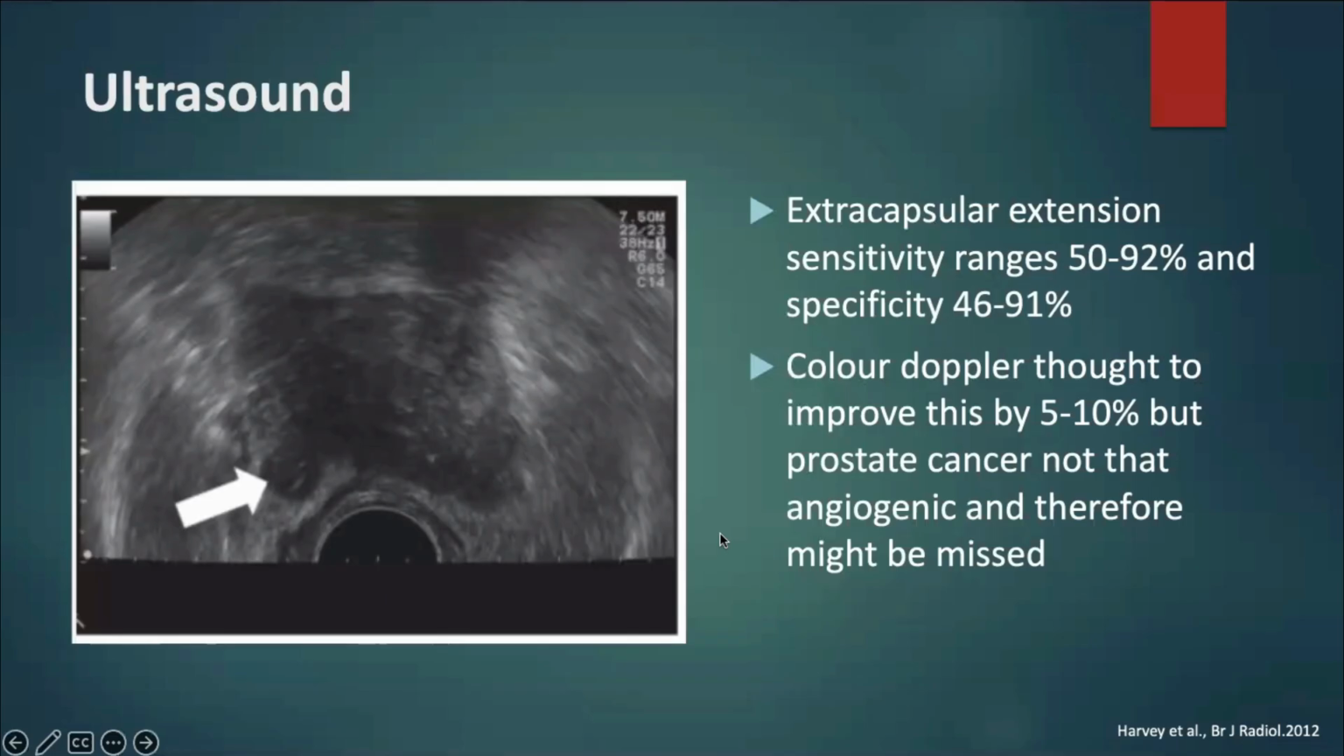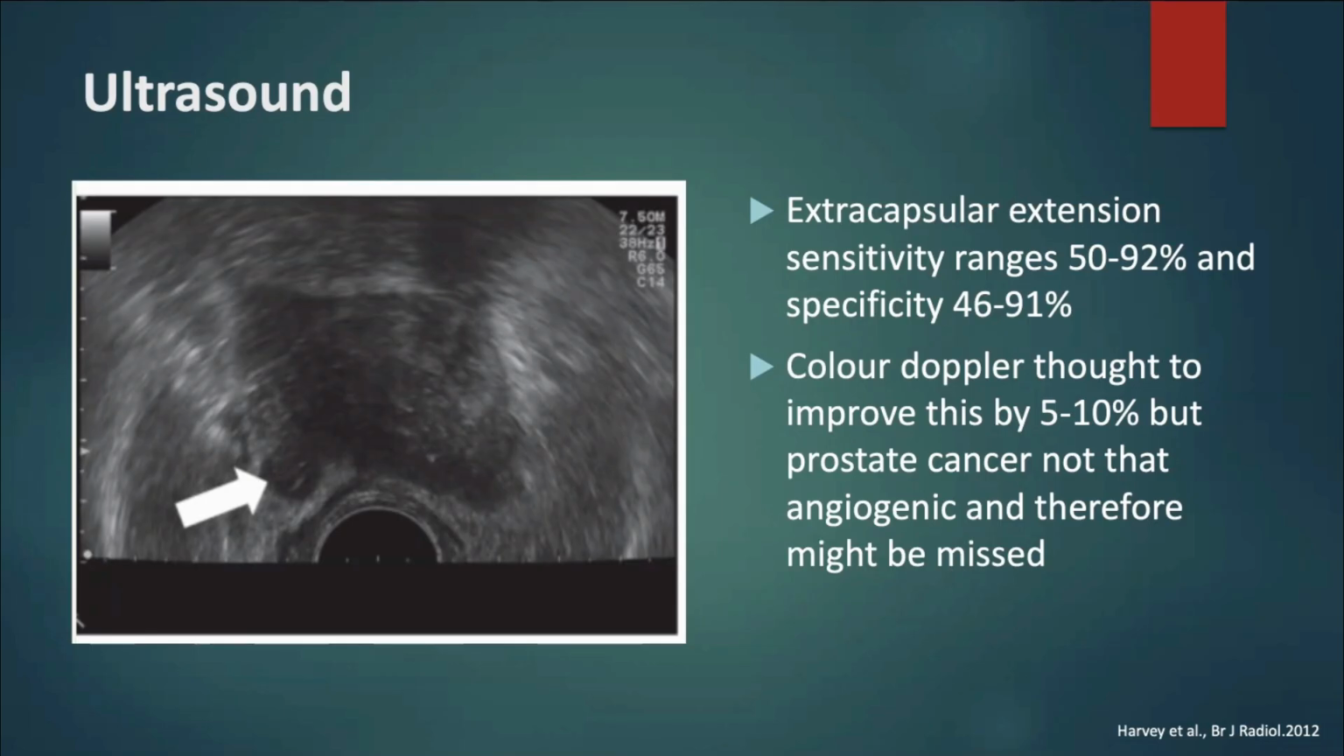Now, as for the accuracy, again, I tried to amalgamate papers here. The sensitivity for TRUS at predicting EPE is between 50 and 92%, and the specificity between 46 and 91%. The trend was definitely towards the lower end of this range, although it is a bit better for T3 disease, which is shown here.